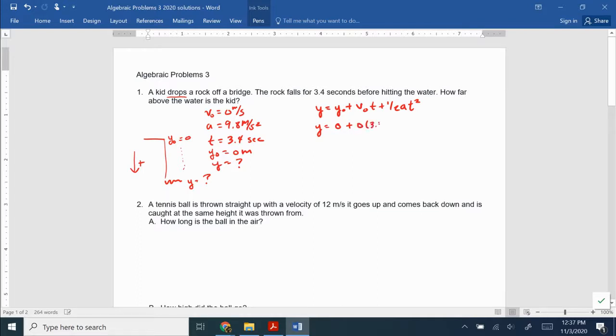Zero times 3.4, plus one half. You should get 56.4 meters. There you go. That's the first one, because 0 times 3.4 is 0. So make sure to do that.